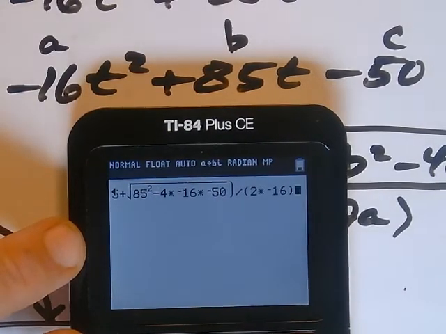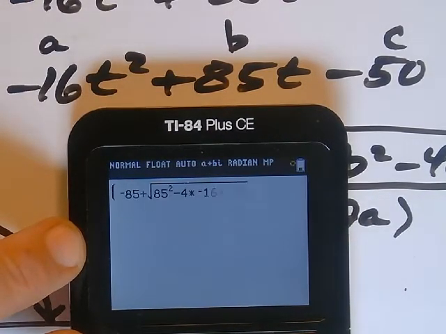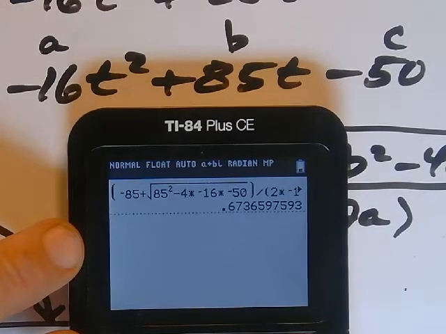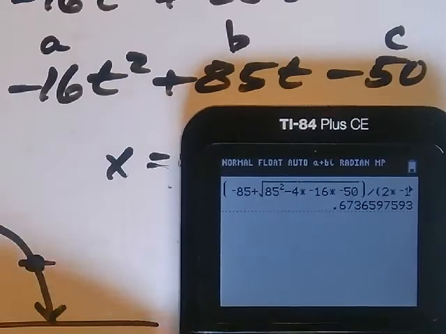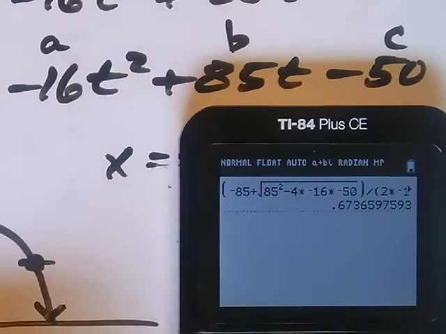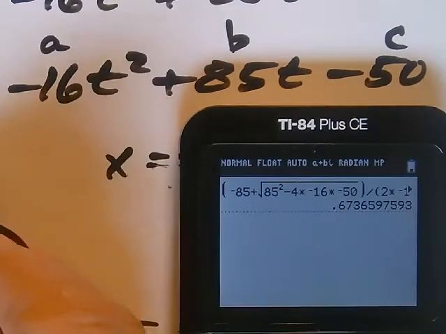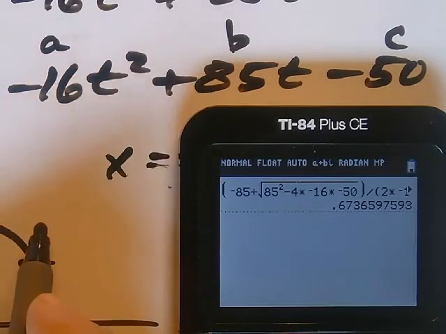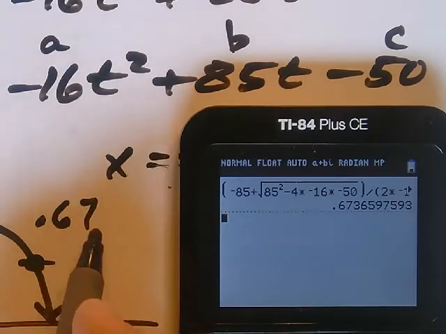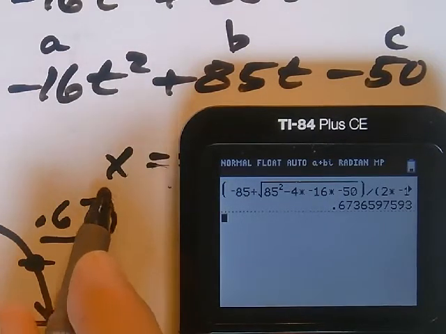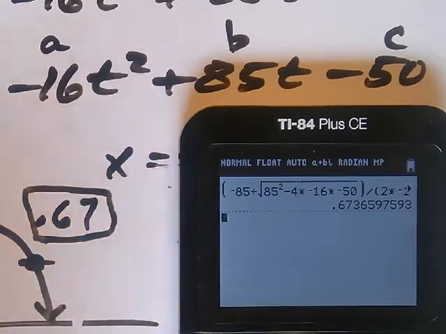Okay. And let's see what happens if we hit enter here. All right, we get a big long decimal there. Let's jot that number down. It's about 0.67. We'll just round it off, 0.67. One of our answers is 0.67. Okay, that's about 2/3.